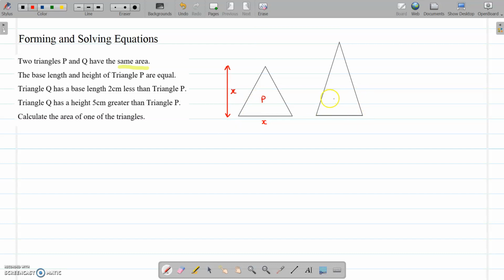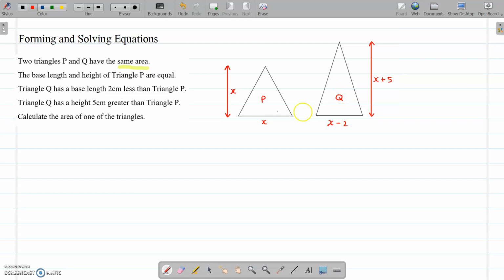Now triangle Q has a base of x minus 2, and a height of x plus 5. And it's fairly easy to work that out from the information given in the question. But what you have to do is show that you understand the question by recreating ideally a diagram like this and then forming an equation with your algebra that you've introduced. So this is x plus 5, you see. And this is triangle Q.